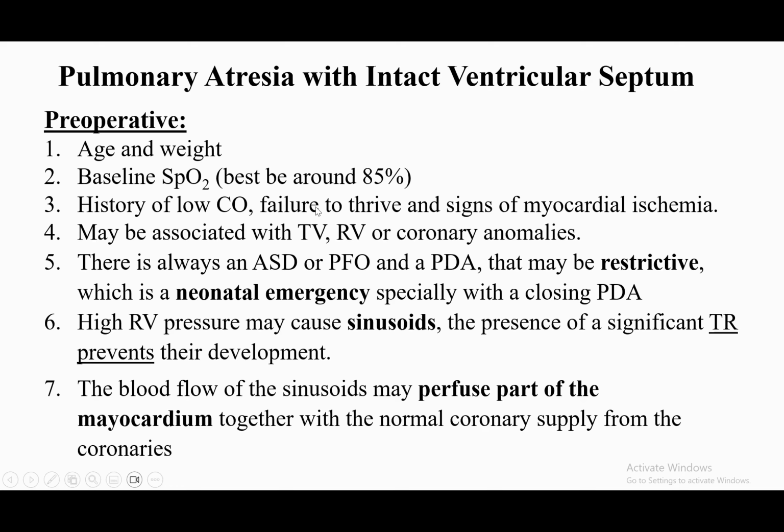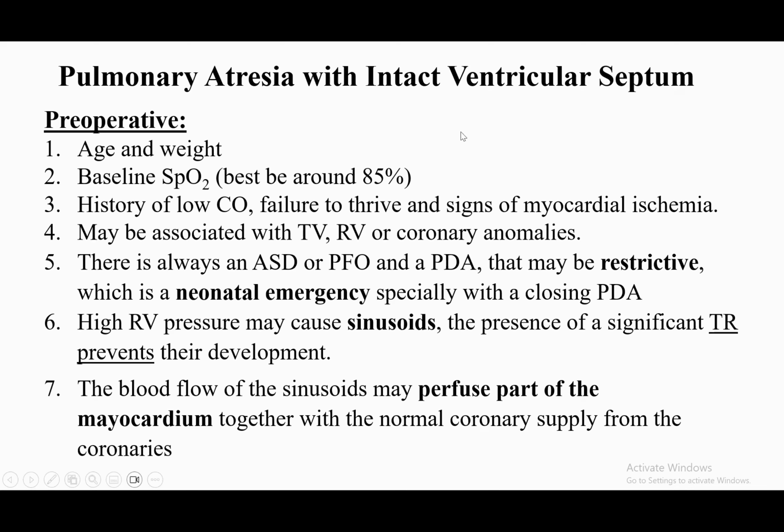Okay, pulmonary atresia with intact ventricular septum. We check the age and weight of the patient, the saturation. This is a case of total mixing, so the best saturation is 85 because this is the average between the venous return coming from the lungs, which is 100%, and the venous return coming from the body, the vena cava, which should be around 70%.